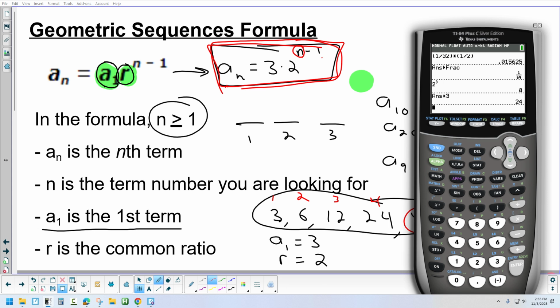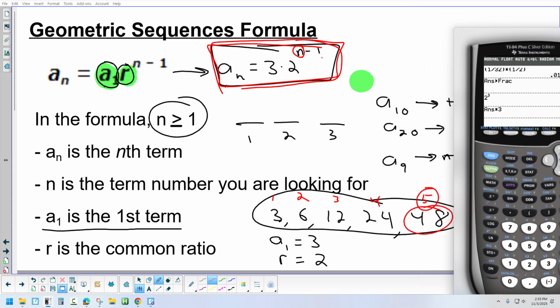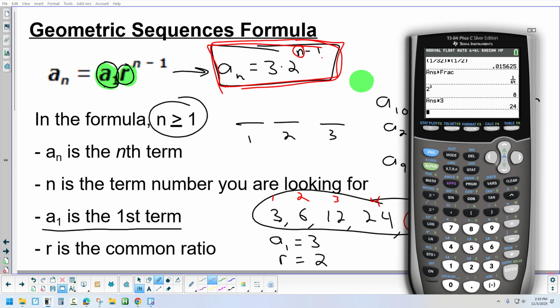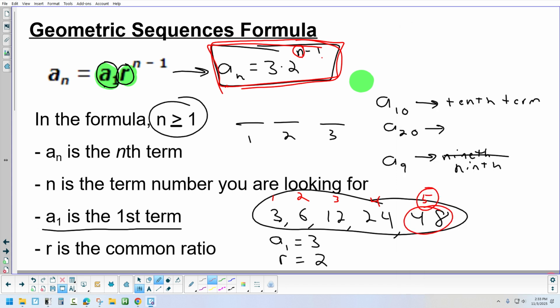Substitute the 7 for the N. Right. If you want to predict what the seventh term would be, all we do is plug in a 7 right there for n. What's 7 minus 1? 6.